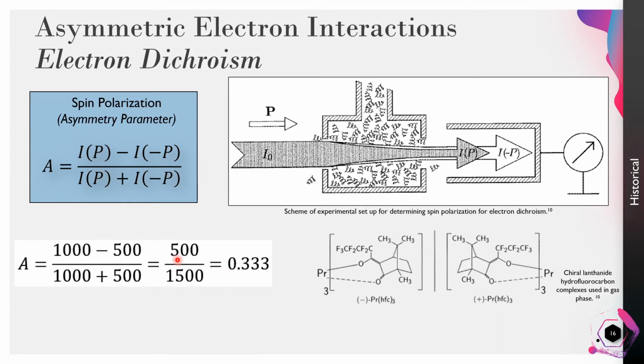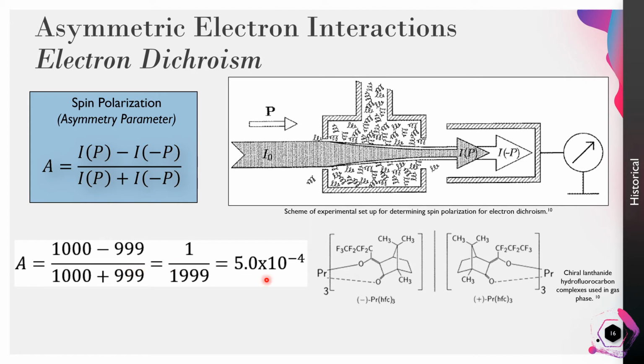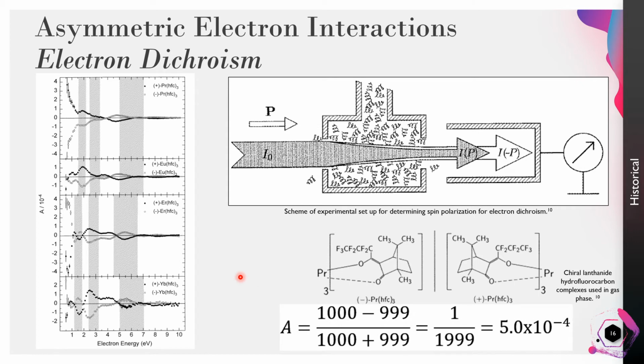And as you increase the amount of electrons that get through that are not being polarized, you decrease this number here. And then you see here with only one electron being polarized for every 1,000 or every 2,000, you get an asymmetry parameter of 5 times 10 to the minus 4. And that's actually kind of what they observed. About 1 in every 2,000 electrons were being spin polarized.